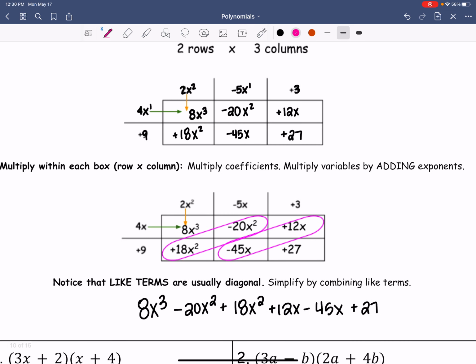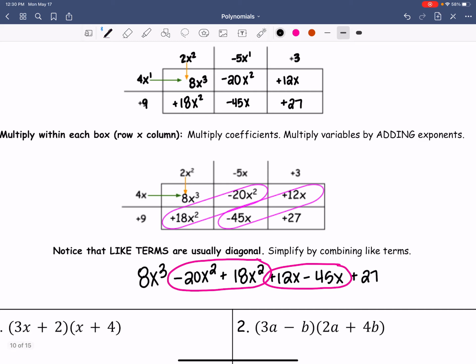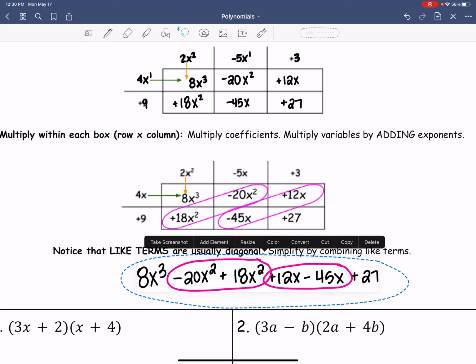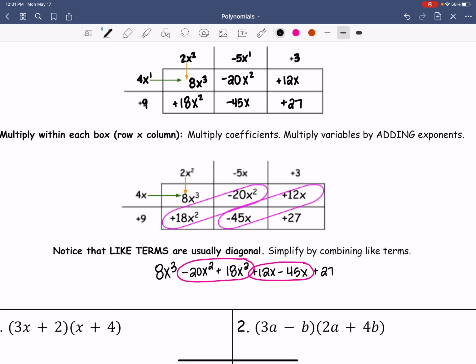So again, our like terms are negative 20x squared plus 18x squared, and then 12x and negative 45x. So we can actually write this as 8x to the third power. Now we're going to combine negative 20 plus 18 is negative 2x to the second power.